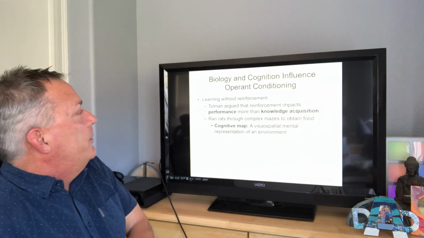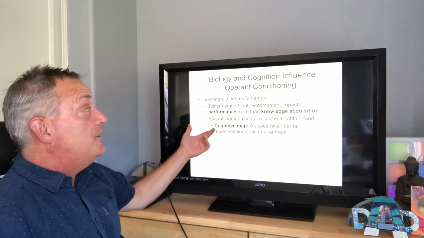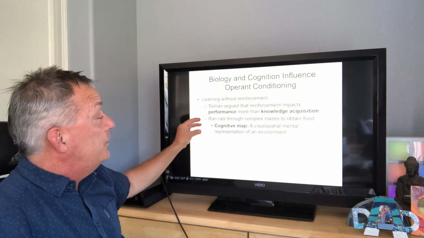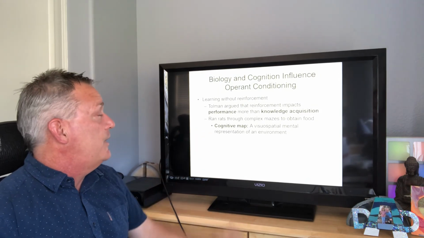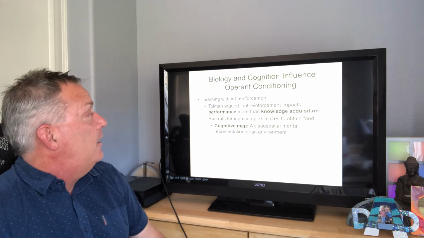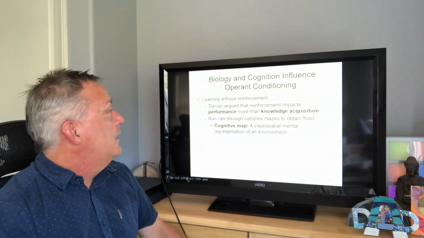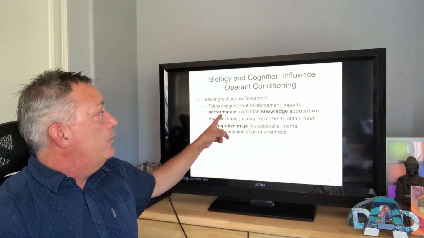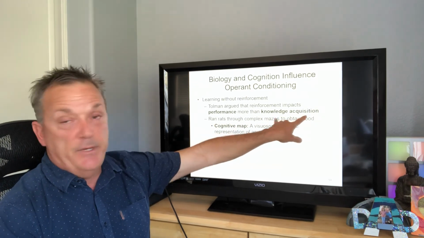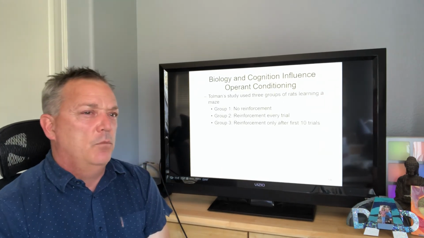Learning without reinforcement: Tolman argued that reinforcement impacts performance more than knowledge acquisition, and ran rats through complex mazes to obtain food. He came up with the idea that there's a cognitive map, a visual spatial mental representation of the environment. We'll take a look at this in the next slide with the research. Basically what he's saying is that reinforcement is going to increase their performance, but reinforcement does not necessarily have to do with knowledge acquisition. That's a key point, and we're going to see it.